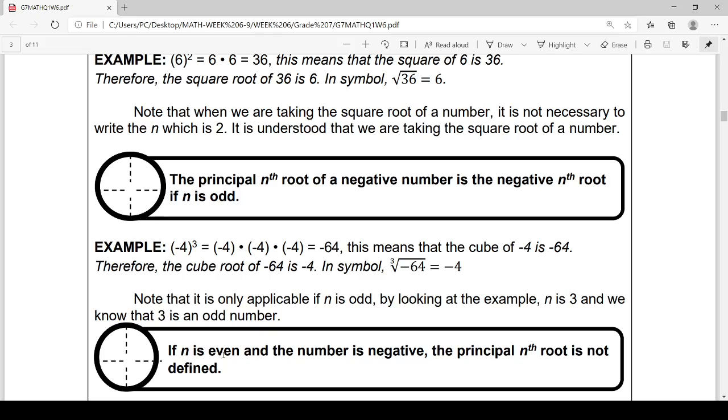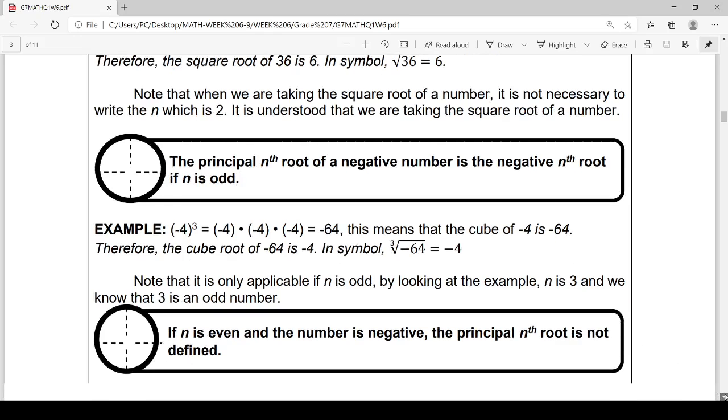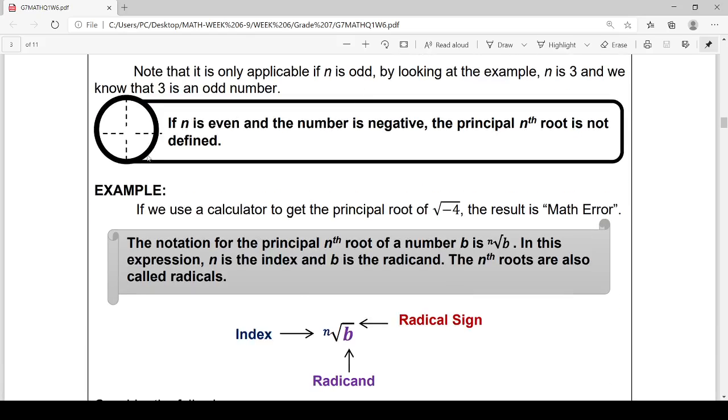What if n is even and the number is negative? The principal nth root is not defined. Again, if n is even and the number is negative, the principal nth root is not defined. Like for example, the principal root of negative 4. The result is error. So that is not defined. So square root is not defined if the number is negative.